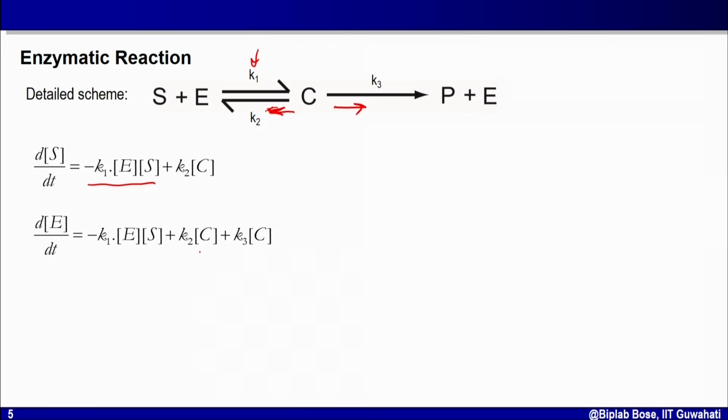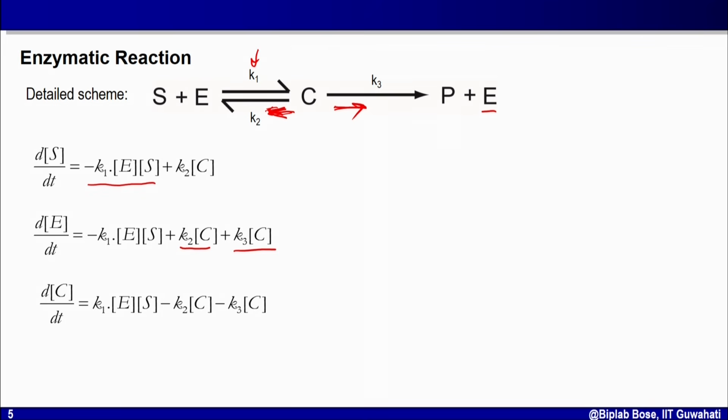So K2 C is representing this reverse reaction from which C breaks and S and E are formed, and K3 C is representing the rate of this forward unidirectional reaction by which I also get E. So dE/dt is equal to minus K1 E S, that is the consumption, plus K2 C plus K3 C.